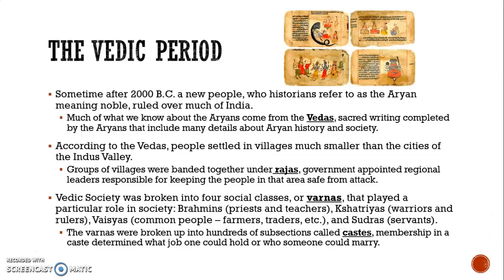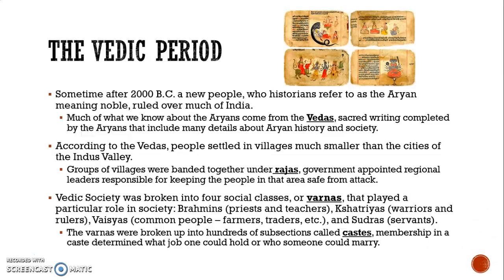The Vedic society was broken into 4 classes, or varnas, that played a particular role in society. The Brahmins were the priests and the teachers. Kshatriyas were the warriors and the rulers. Vaishyas were the common people, like farmers and traders. And then the Sudras were the servants or slaves at the bottom.